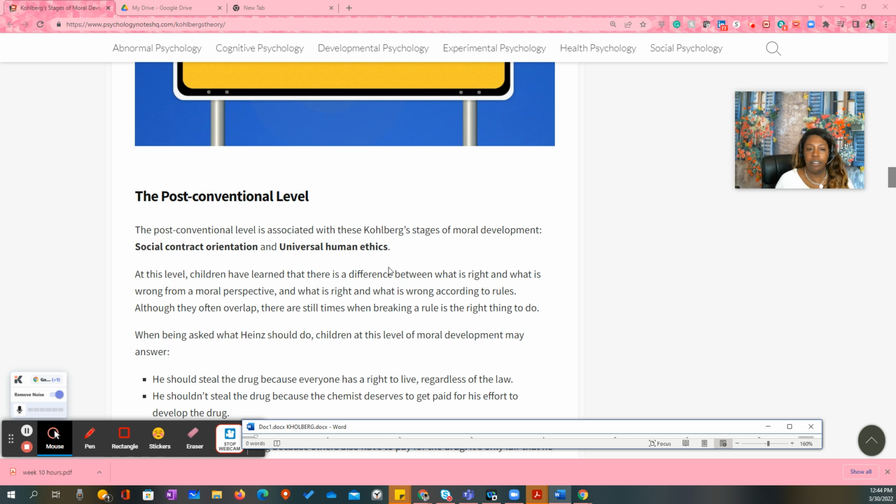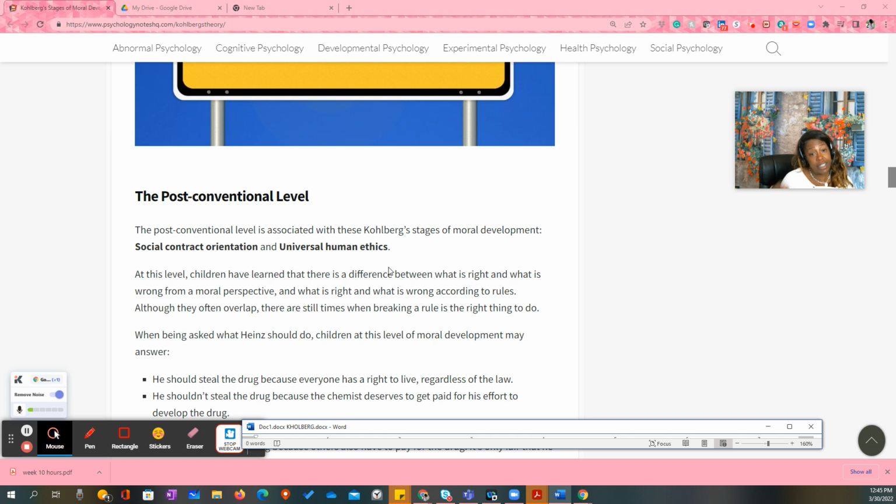So now the post-conventional level, those two levels, right? The post-conventional is associated with his stages of moral development, social contract orientation, and universal human ethics. At this level, children learn there's a difference between what is wrong and what is right from a moral perspective, right? That I've internalized that's just not the right thing to do.